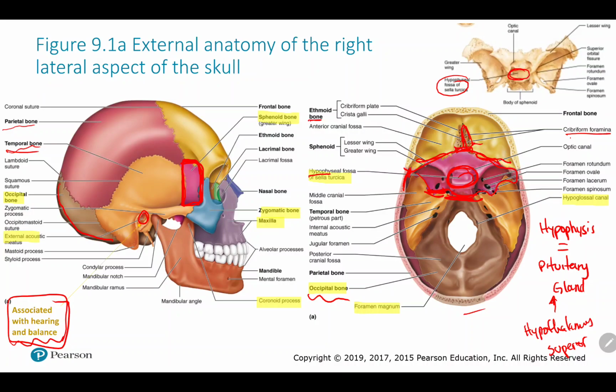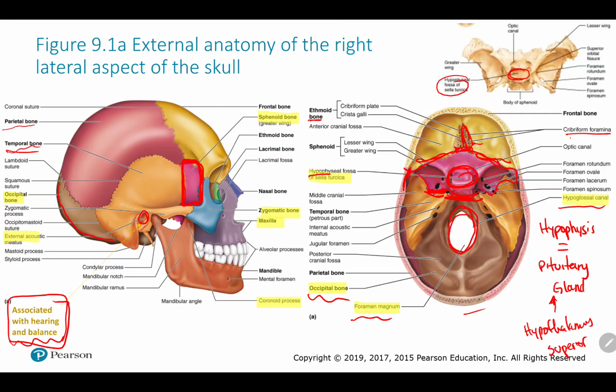It's going to have the largest foramen in the body. That's going to be called the foramen magnum. This is where the spinal cord exits through. It's also going to have things such as this hypoglossal canal. This hypoglossal canal is a part of that occipital bone as well, and this is where that hypoglossal nerve is able to come through.